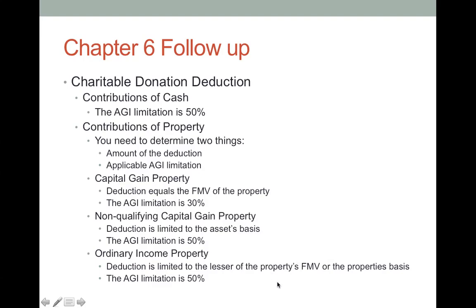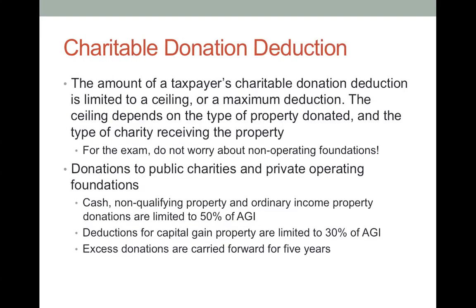But this is a deal with property. You need to determine what type of property it is: capital gain, non-qualifying, or ordinary income. When you identify which type of property it is, it'll tell you how much deduction you can take. It's either going to be fair market value or the basis, depending on what type of property it is. It will also tell you what the AGI limitation is. So it's important for every donation to determine what type of property it is, and that will help you along with the rest of your calculation.